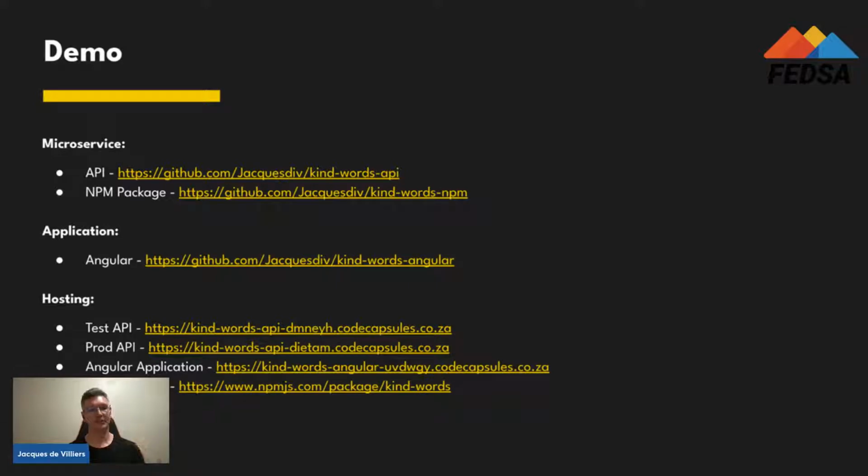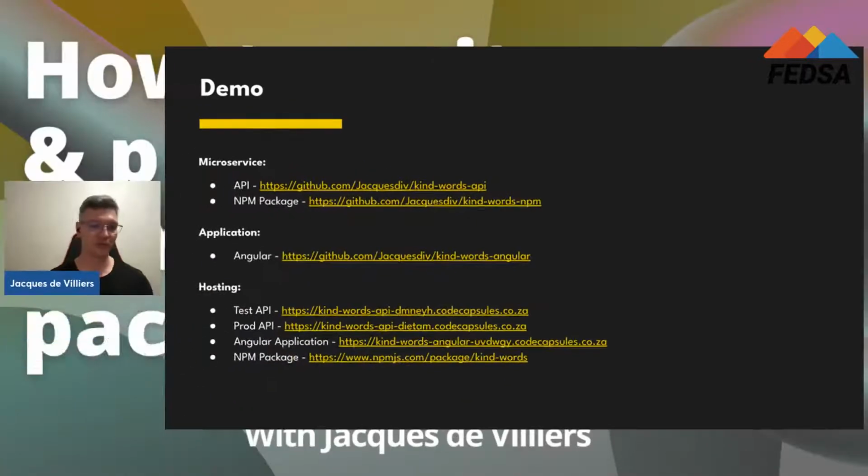Okay, so I've got 3 different applications running. The first one is the test API, which is running on my staging environment. The second one is my prod API, which is the production version of my kind words API. And the last thing is the Angular application, which has installed this NPM package, and then integrated with the prod API. Okay, and then this link is linking us to the kind words API. So let's go have a look at a bunch of these things.